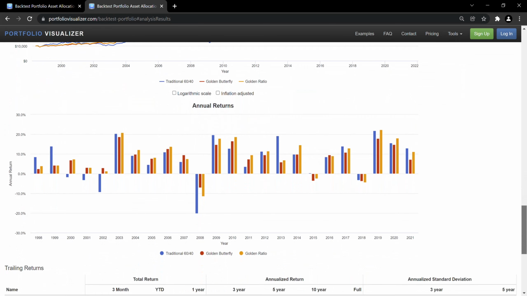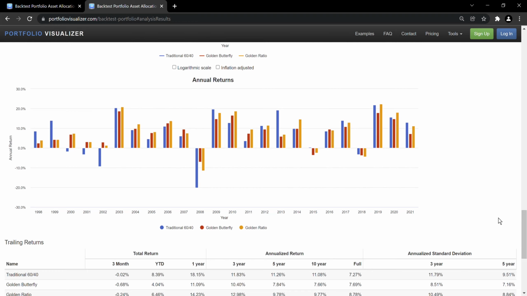And there are the annual returns. You can see that where the 60-40 really struggled is in 2008, while these other portfolios did all right. And that also occurred back here in the early 2000s, where the 60-40 was having negative years, while these other two portfolios were actually having positive years.